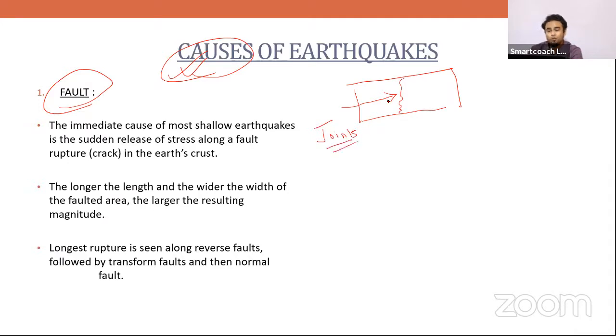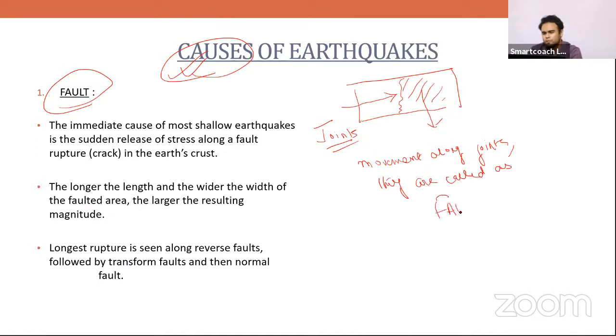And when there is movement of the rock, suppose the right hand side of the rock where the fracture is taking place, suppose this layer or this block of rock is now moving down, and when there is movement along joints, they are called faults. Understood the difference between joints and faults?